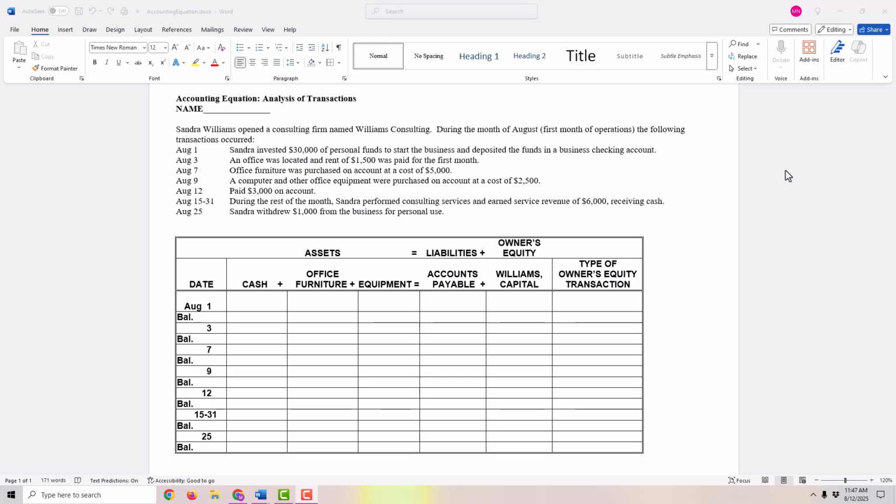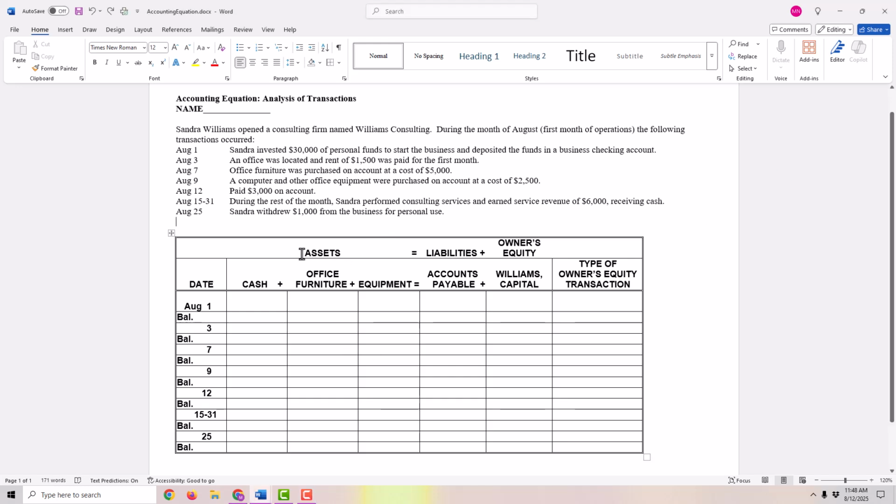In this video, I'm going to go over the accounting equation and I'm going to show you how some example scenarios will affect the equation. Hopefully you watched my previous video where I explained the whole equation. If not, I would suggest watching that video first and then coming back here.